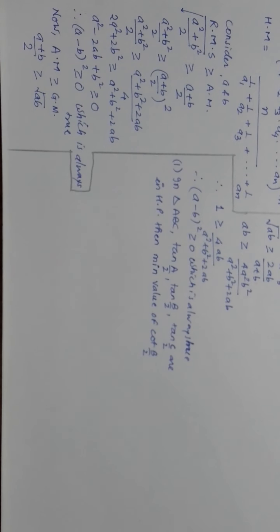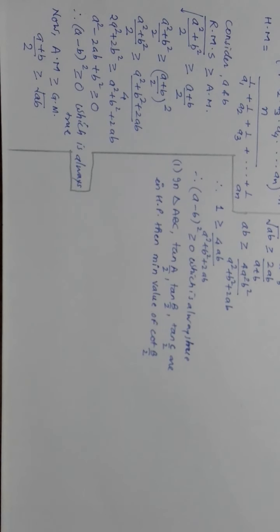I have written a question which reads: in triangle ABC, tan A by 2, tan B by 2, tan C by 2 are in HP. If these three numbers are in HP, then 1 upon tan A by 2, 1 upon tan B by 2 and 1 upon tan C by 2 are in AP, arithmetic progression. Then what would be the minimum value of cot B by 2? That means we have to solve tan A by 2, tan B by 2 and tan C by 2 in such a way that we get the relationship of cot B by 2.